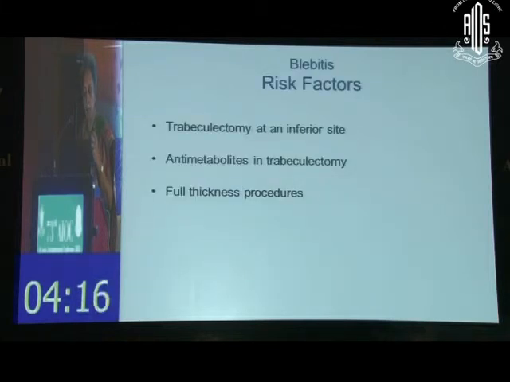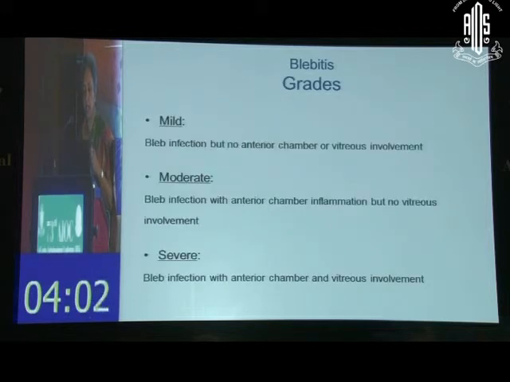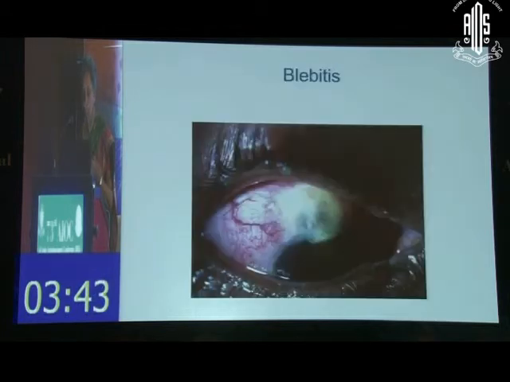A word about blebitis. Trabeculectomy at an inferior site has a higher risk for blebitis and endophthalmitis. Antimetabolites in trabeculectomy have increased the chances for this complication. Full thickness procedures are at a higher risk. One can divide the blebitis into 3 groups. Bleb infection, mild, when do you call it mild? When there is bleb infection but no anterior chamber or vitreous involvement. A moderate infection is when there is bleb infection along with the anterior chamber involvement. Severe infection is when the vitreous also is affected.